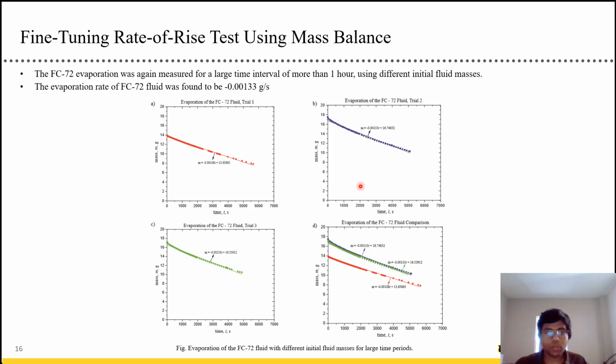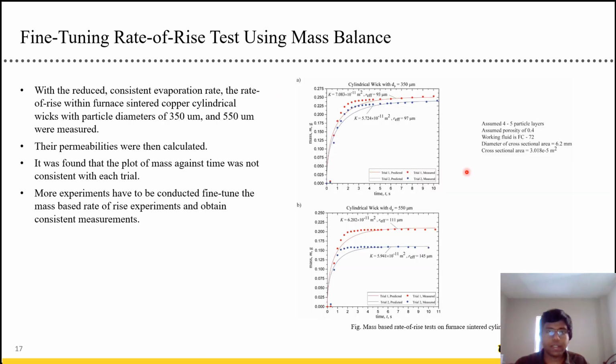So we tried it again over a much longer time interval. We tried it 3 different times, and we got an evaporation rate of negative 0.00133 gram per second. And we tried the mass-based rate of rise on the cylindrical wick structure. There are two different types: a 550 micrometer particle diameter wick and a 350 micrometer particle diameter wick. And we got the following graphs.